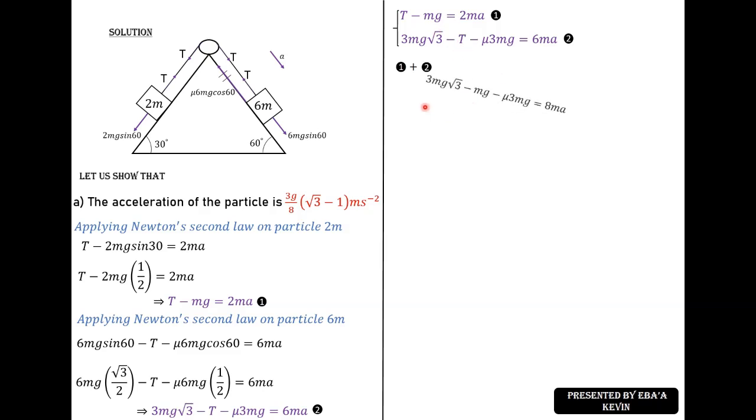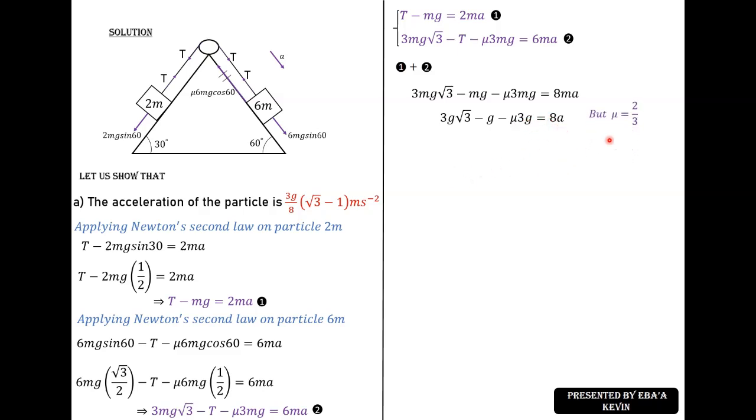So adding the two equations, we get 3mg square root of 3, then minus mg, then minus mu 3mg equal to 8ma. Further simplifying, dividing all through by m, we get 3g square root of 3 minus g minus mu 3g equal to 8a.